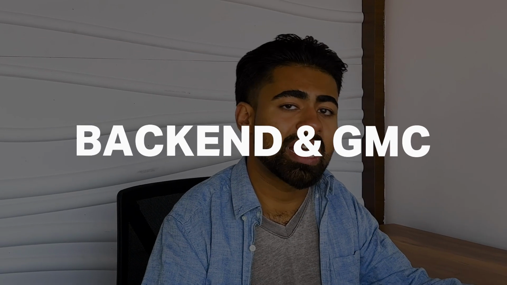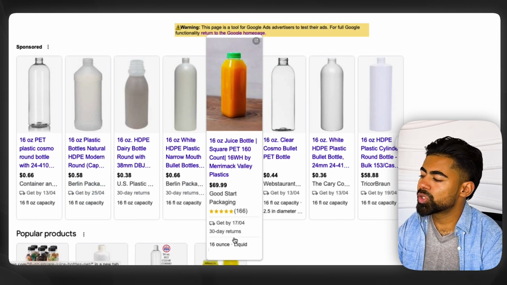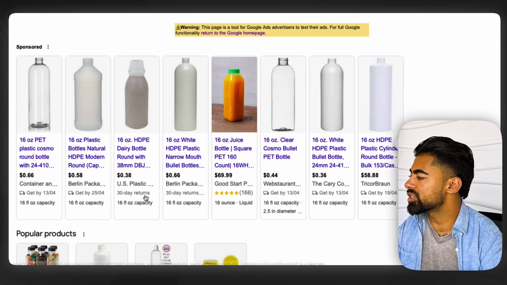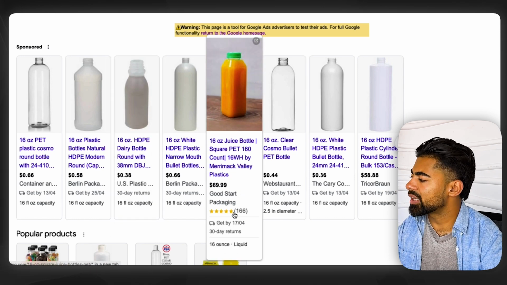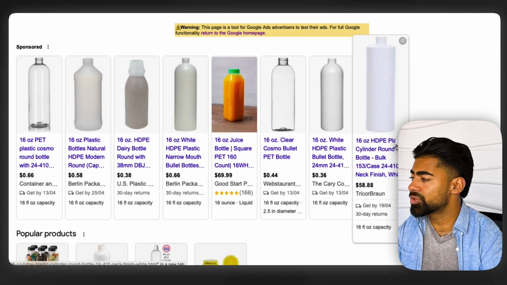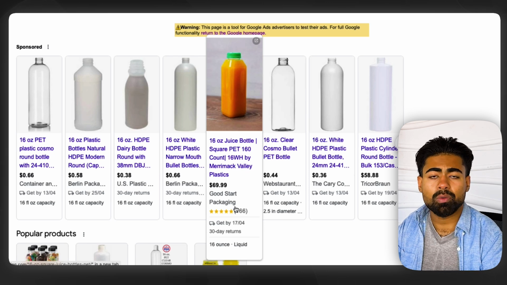But now we move on to the final part of the scaling strategy within the product listing itself, which is the backend, the Google Merchant Center side of things. So things such as the reviews you have, any returns, and the product feed. Again, the main goal here is to be the opposite of your competitors. This brand did this perfectly because they have review stars, whereas none of these other brands have review stars. That on its own is enough to get your attention on this brand right off the bat.